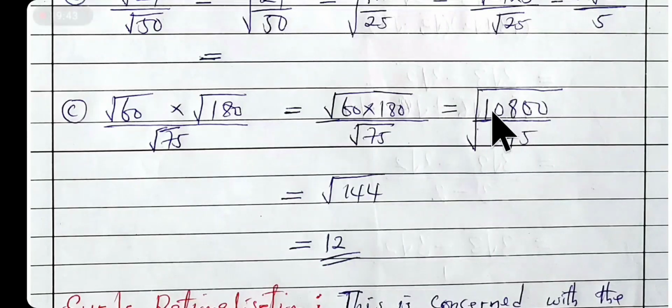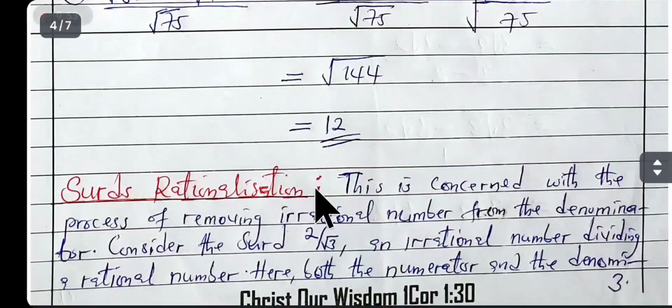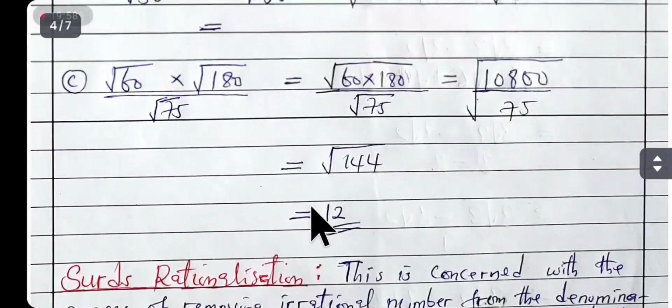So divide 10,800 all over 75. If you have your calculator, you can check. You discover that it is 144. The square root of 144 will give you 12. Press it in your calculator and see. You are going to have 12.